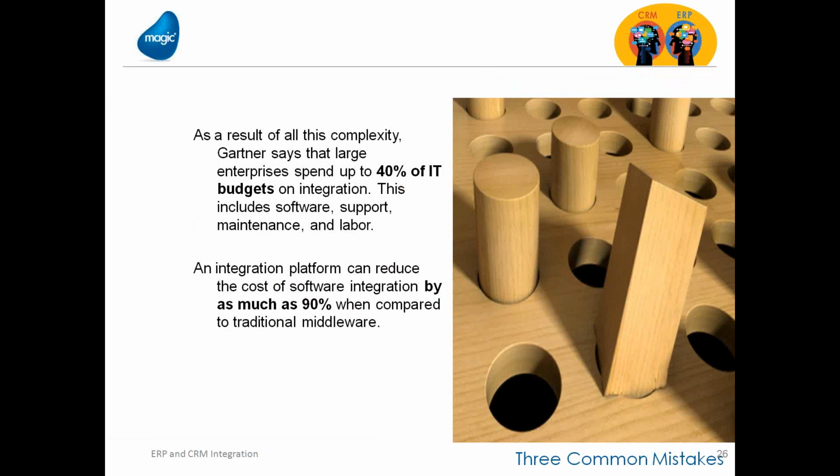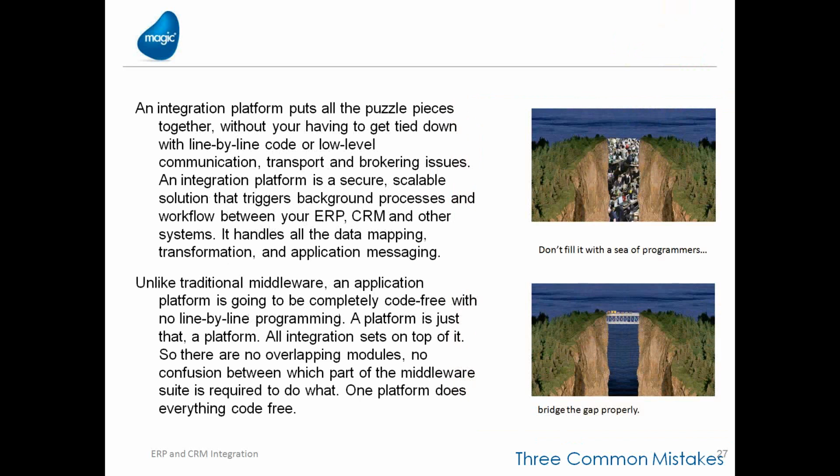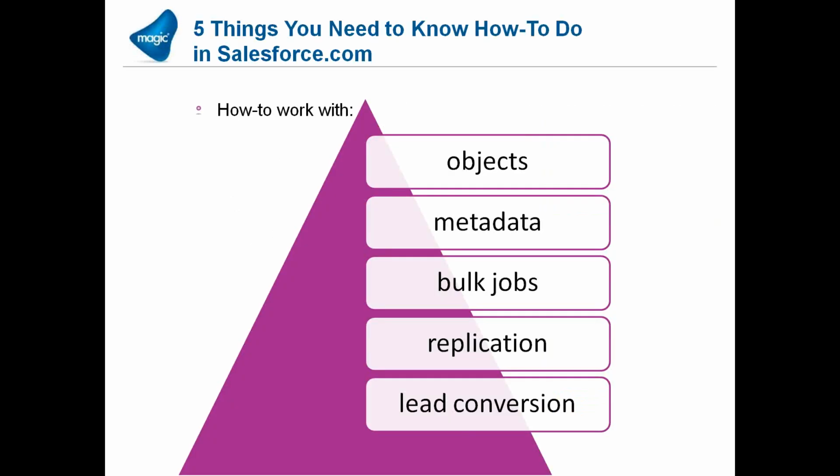So Gartner has looked at the cost of all of this, and they've suggested that up to 40% of IT budgets are spent on integration. That's including the software, the support, the maintenance, and very importantly, the labor. An integration platform can reduce the cost of software integration by as much as 90%. So there's huge potential savings here in terms of your overall expense, frustration levels, and when you're comparing it to traditional middleware-based approaches. So an integration platform is really putting all of the pieces together in a way that allows you to avoid filling it with a sea of programmers, but instead bridging that gap properly.